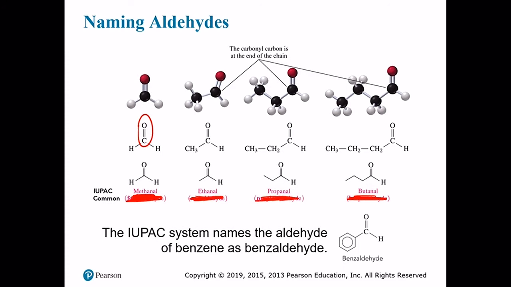If the carbonyl carbon is part of a two-carbon chain, then ethane becomes ethanal. If it's part of a three-carbon chain, then that would be propane, so we change the name propane to propanal. And if it's a four-carbon chain, it becomes butanal. Keep in mind that the carbonyl carbon is counted as part of the chain.